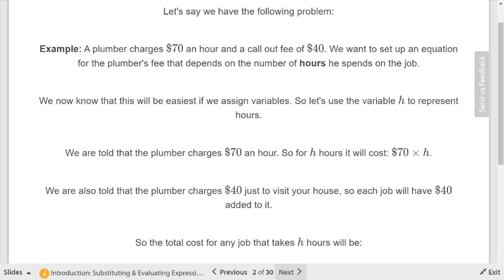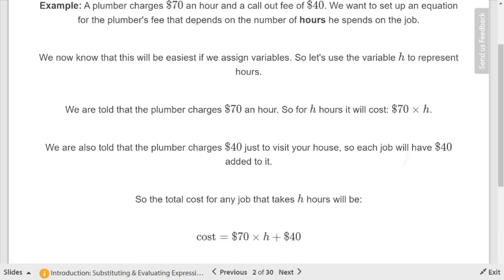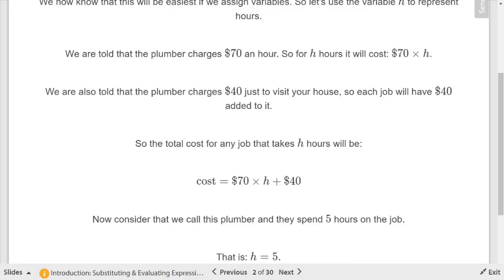And so if you look, they called it what? H for hours, right? So we can make an algebraic expression from that by thinking that the cost is going to equal $70 times the number of hours that he's there plus the $40 that he charges just for coming. All right, so does everybody see where all of that came from? Yes. And that gives us an expression that will allow us to find the cost no matter how long the plumber was at the house, right?